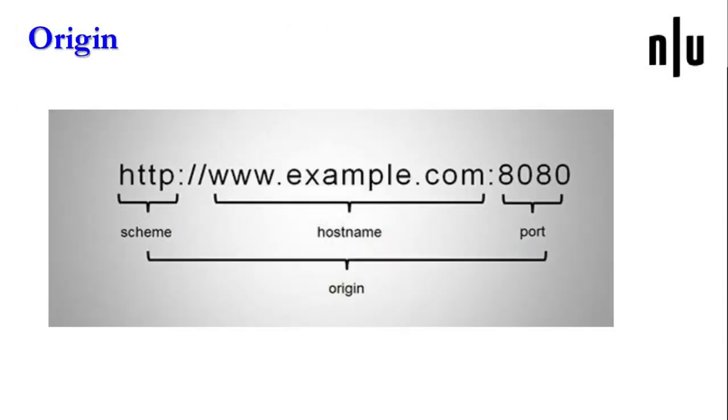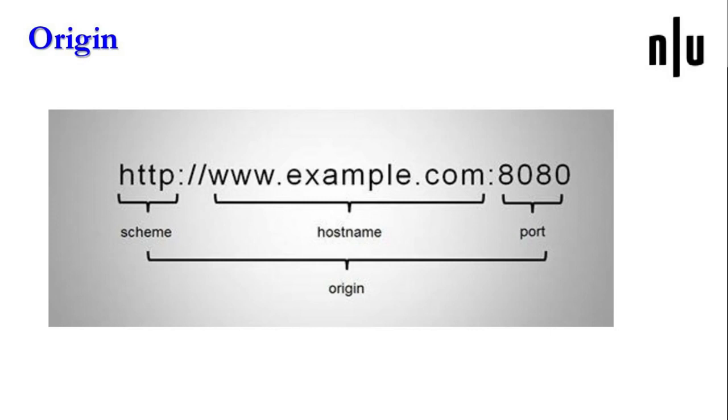So what exactly is an origin, and how does it check for origin? Let's say we have a website http://www.example.com:8080. The scheme is http, the hostname is example.com, and the port is 8080. So the origin is a combination of scheme plus hostname plus port.